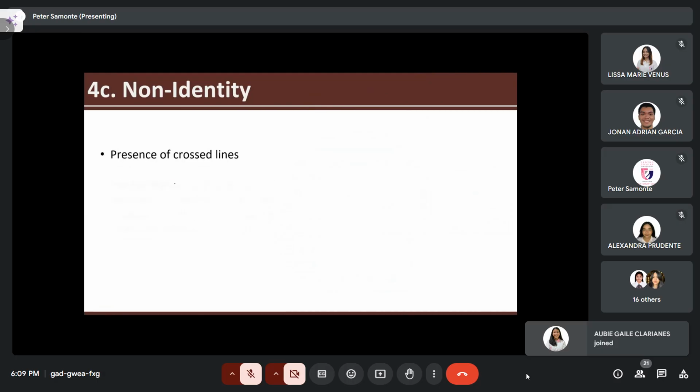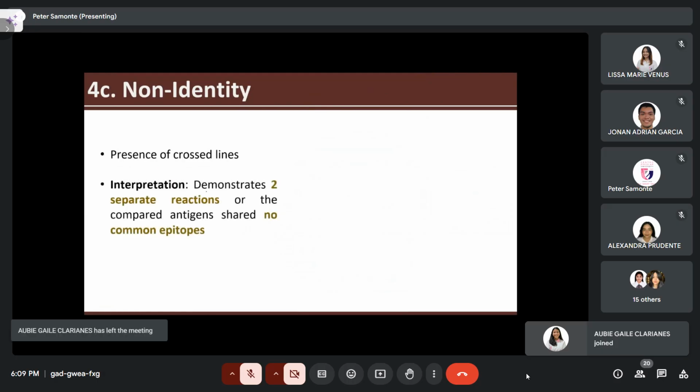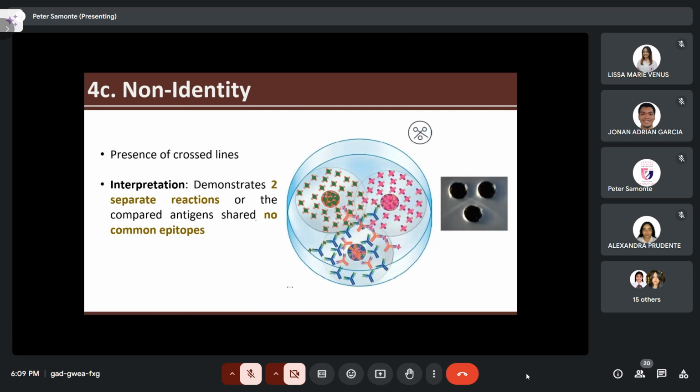Kapag naman non-identity, class, this is the presence of a cross line. This would demonstrate two separate reactions, or the compared antigens would share no common epitope. In this case, class, non-identical yung antigens nyo. Magkaiba talaga sila. Let's say positive yung isa is S. aureus. Yung isa naman S. pyogenes. Now, yung patient nyo, class, is both positive for this.